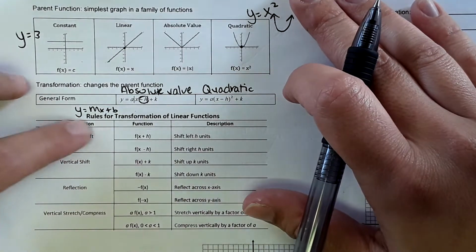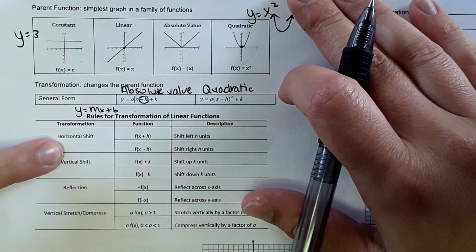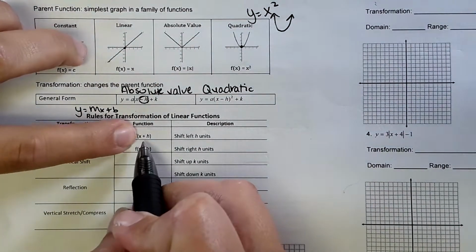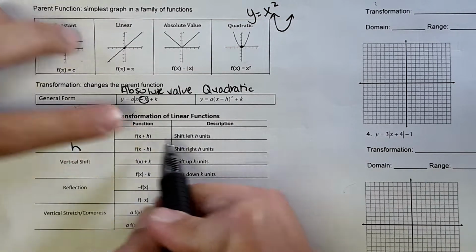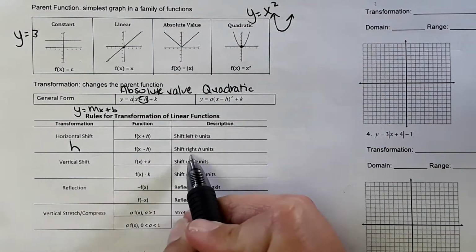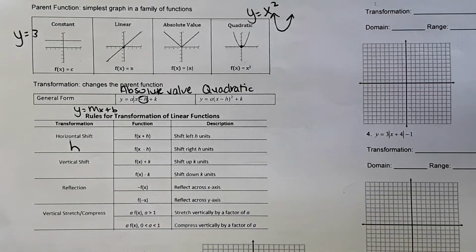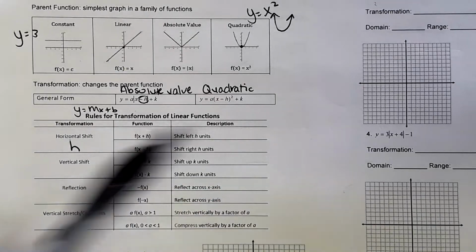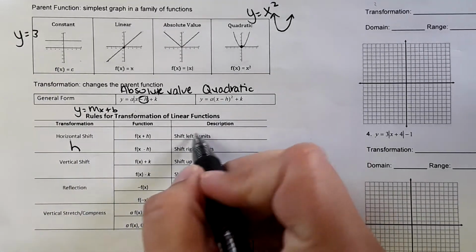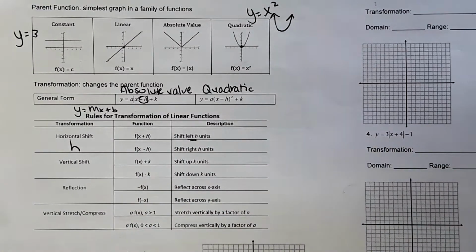Okay, so rules for transformation of linear functions. Horizontal shift, that is going to be h. When you have x plus h, it's going to move to the left h units. And then x minus h, we're going to shift to the right h units. That seems kind of backwards because plus on the coordinate plane is usually to the right, but it's actually to the left. But again, we'll practice it.